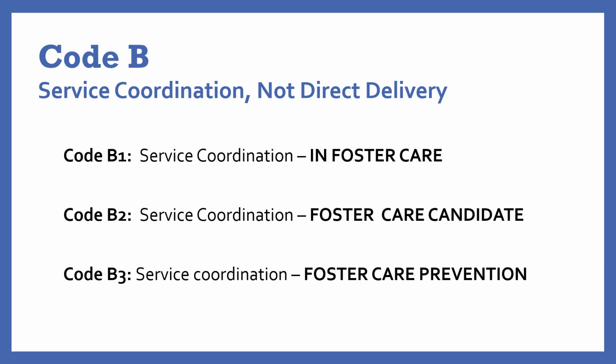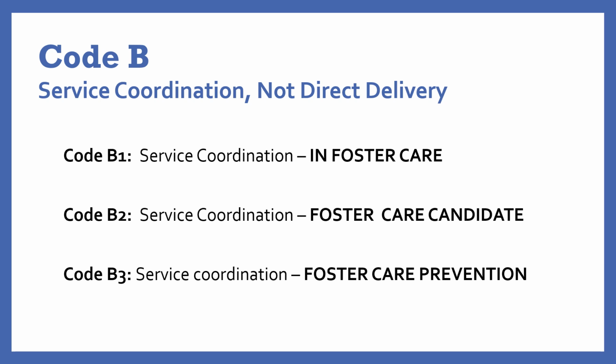Code B1 is for services for students who are already in foster care. Code B2 is for services to support the student and family to stabilize and prevent an out-of-home placement. Code B3 relates to service coordination for foster care prevention.